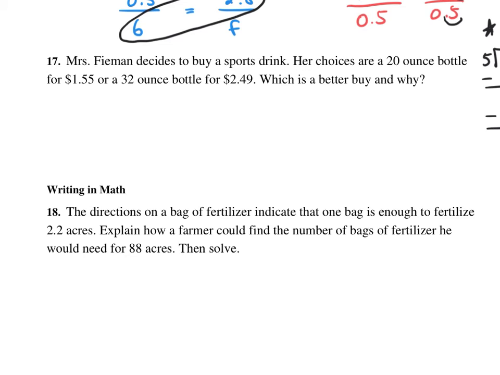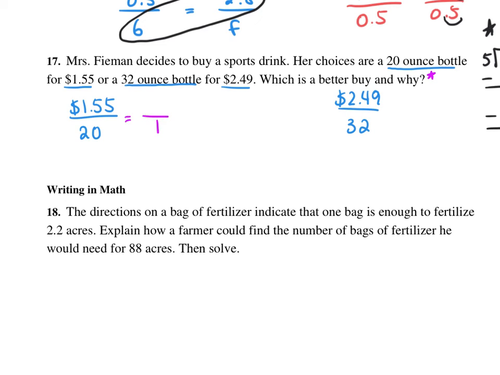Mrs. Feynman decides to buy a sports drink. Her choices are a 20 ounce bottle for $1.55. Let me write that one down. Remember, the price always goes on the top. Or a 32-ounce bottle for $2.49. Which is a better buy? How can you solve this question? We need to divide to find the unit rate.